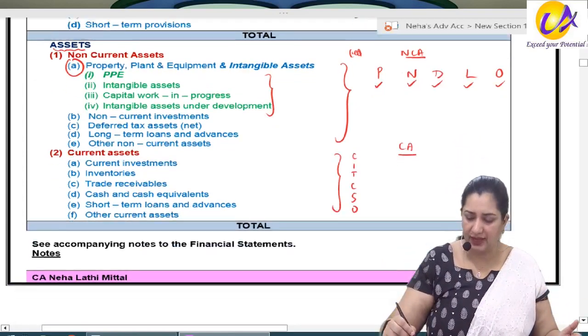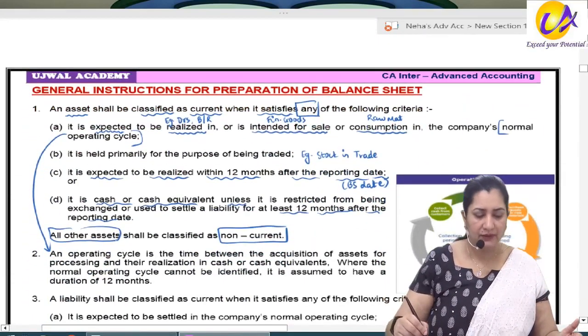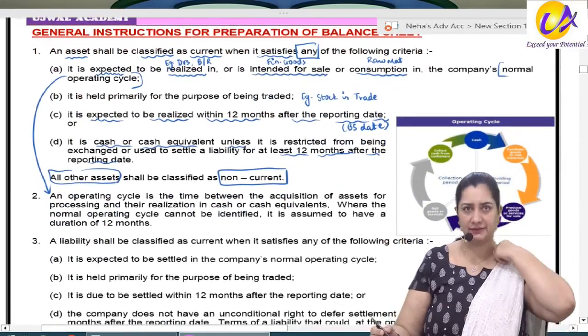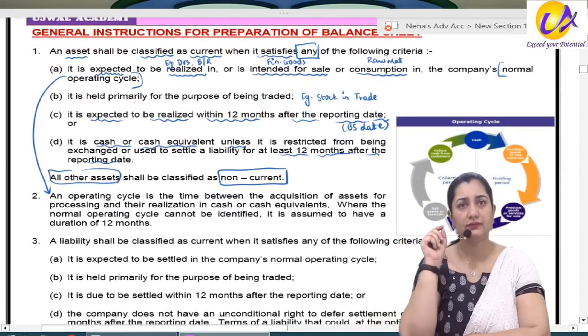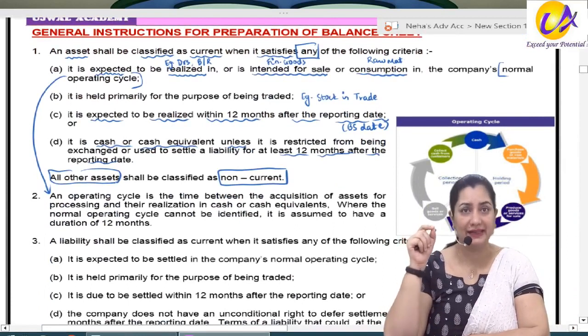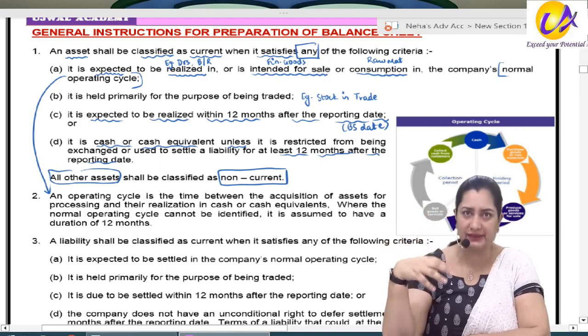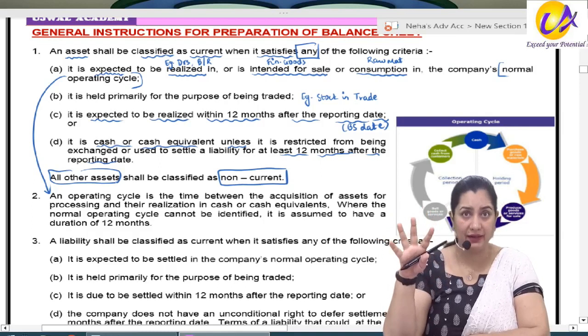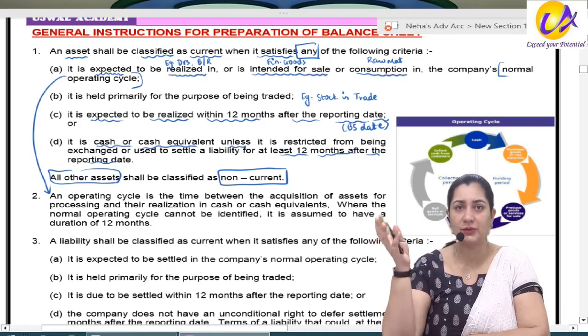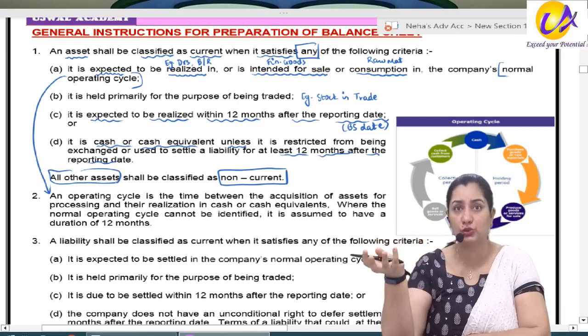Again, before doing that, the last thing we had learnt was about when an asset is a current asset. Very, very important. An asset will be a current asset if any of the four conditions is satisfied. Number one, it is expected to be realized. You will realize it. Okay. Expected. See, the word everywhere is expected. It may not actually be realized. That's why I had given you the example of finished goods.